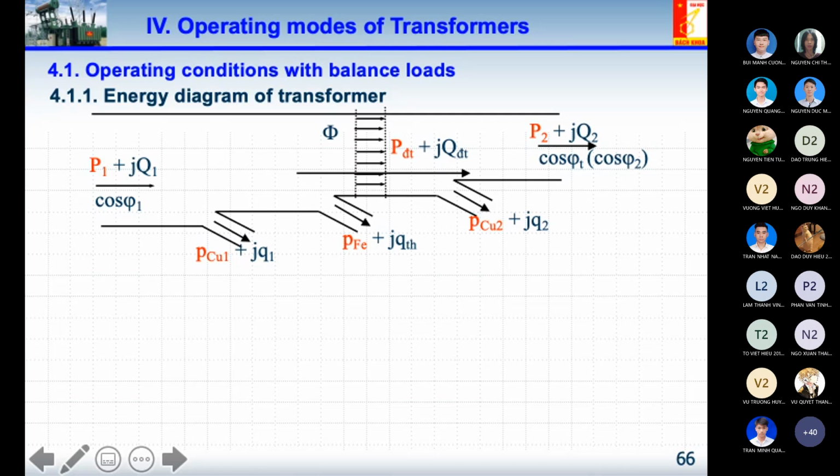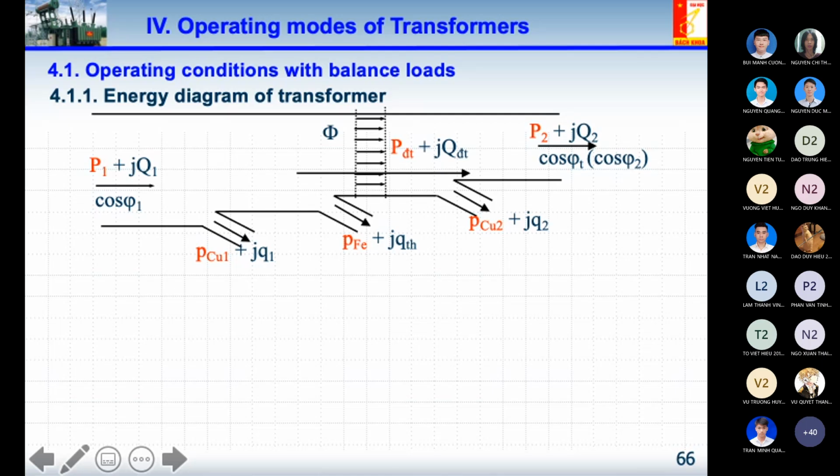So why that? You can see, for example, you are standing at this position here, and now you look forward to the left hand side here. You can see PDT is equal to P1 minus PCU1 minus PFE here. Of course, this value and that value and that value are given to you in advance, and now it's very easy for you to deduce PDT here.